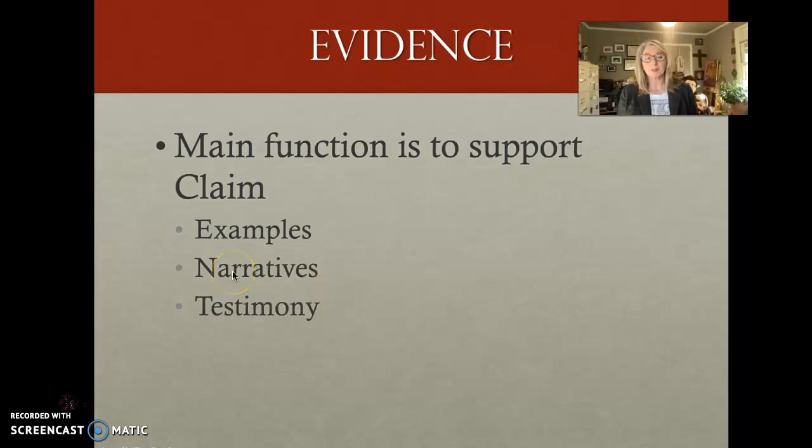Testimony is, you can have expert testimony, you can have lay testimony. I've talked about this in informative speaking. Expert testimony is people who have credentials to support, like someone has a doctorate or a master's degree, or someone's a CEO of a company. Those are people that are expert testimony. They're experts in their field.